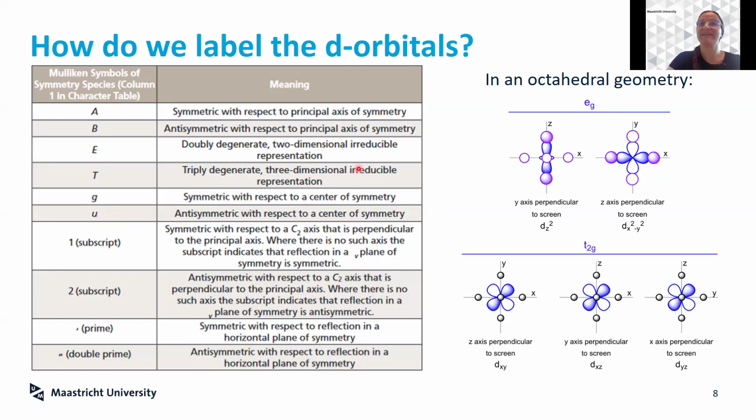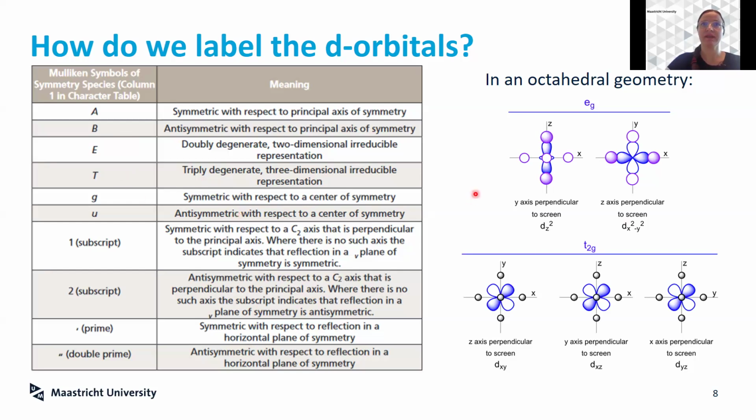So when you look at the d orbitals placed in this octahedral crystal field, you end up with two sets of species. The Eg species is distinct, so it's telling you it's E, so doubly degenerate, a two-dimensional irreducible representation, either on z² or x²−y².